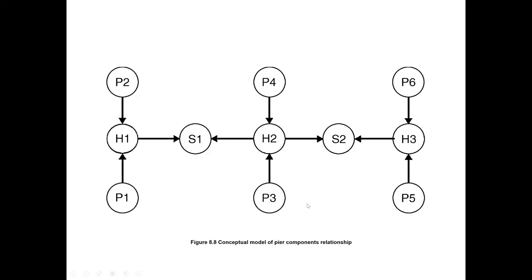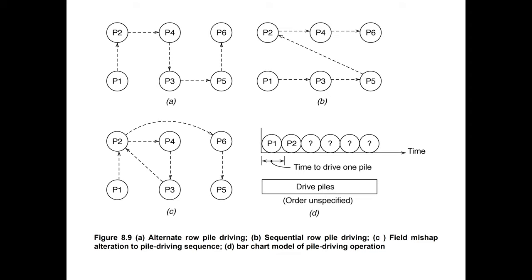But if we take the piling work under these piers, then it is up to the contractor how they are going to do the piling work. So they may make a sequence of work like the alternate row piling driving. And they will start piling from pier number 1, and then move to pier number 2, and then from pier 2, they move to pier number 4, and then come to pier number 3, and then from pier 3 move to pier number 5 and pier number 6. So this is the way that a contractor adopted his work sequence to complete all the piling work.